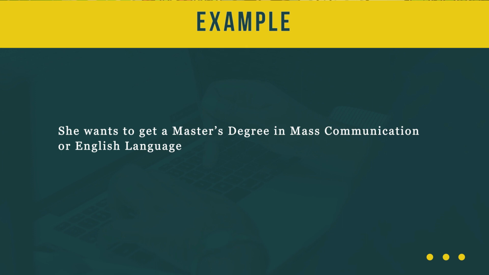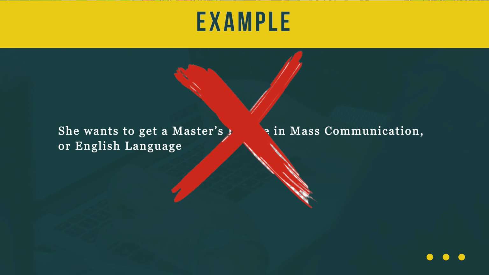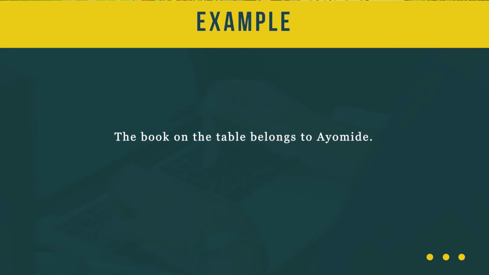So let's take a few examples on the unnecessary use of commas. The first example is, she wants to get a master's degree in mass communication or English language. If a comma comes before the word or, then it's the wrong use of a comma. An Oxford or serial comma would have been quite appropriate if the items or the courses listed in this case were more than two.